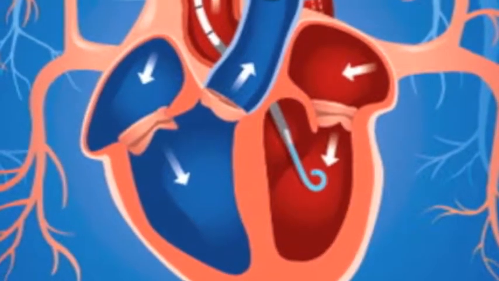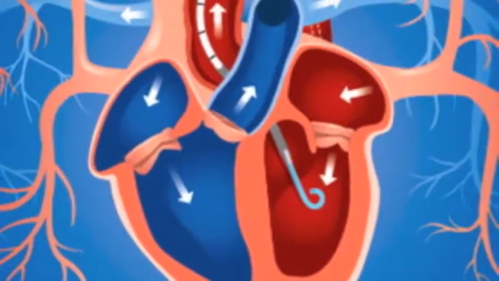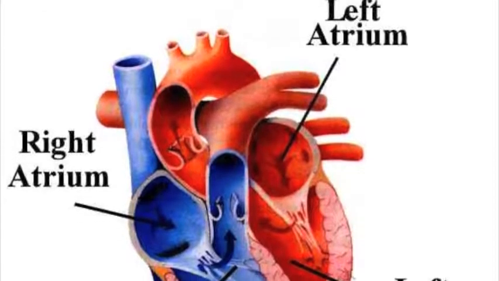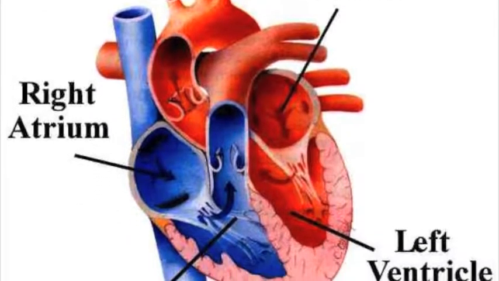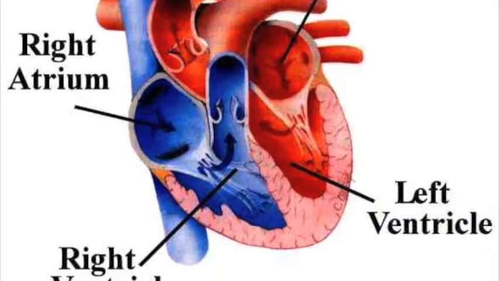The heart is the center of the circulatory system because it pumps blood through the system to all parts of the body. The heart is composed of 4 chambers, the left and right atrium, and the left and right ventricles.